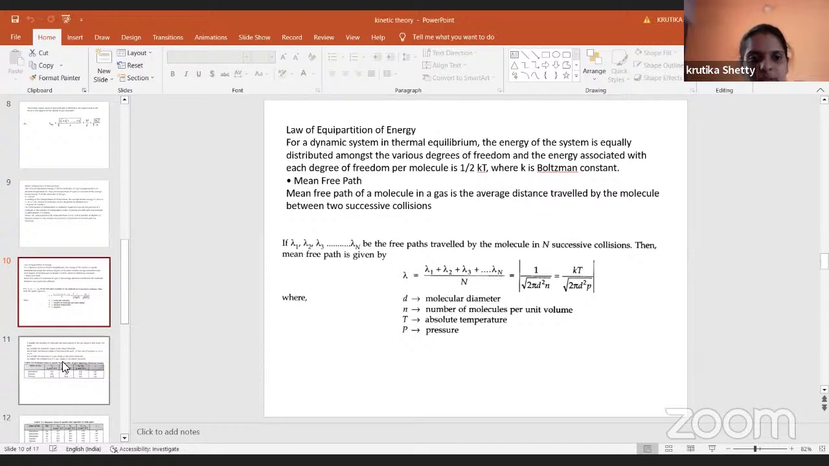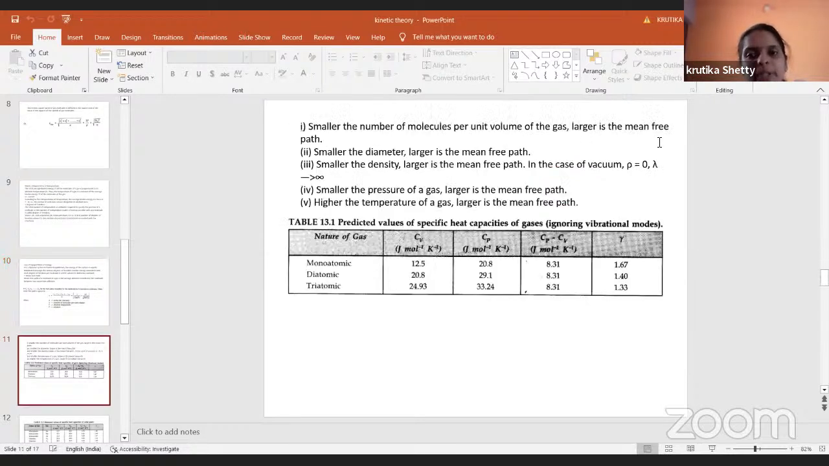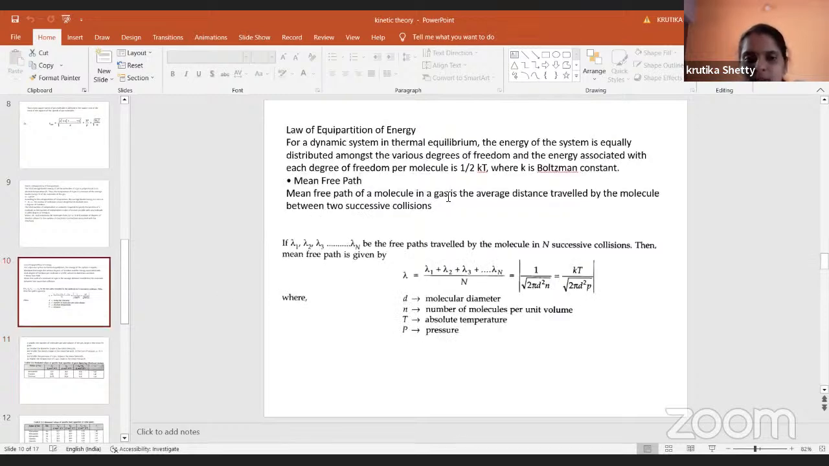Next. Smaller the number of molecules per unit volume, larger is the mean free path. Smaller the diameter, larger is the mean free path. Smaller the density, larger the mean free path. For vacuum, the density will be 0, therefore the mean free path tends to infinity. Smaller the pressure of a gas, larger is the mean free path. The higher the temperature, larger the mean free path. So based on this expression, you can give these 5 conclusions.